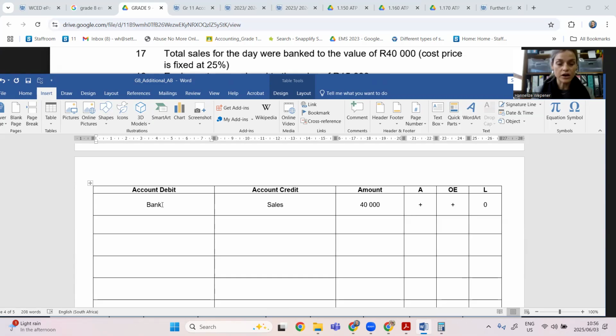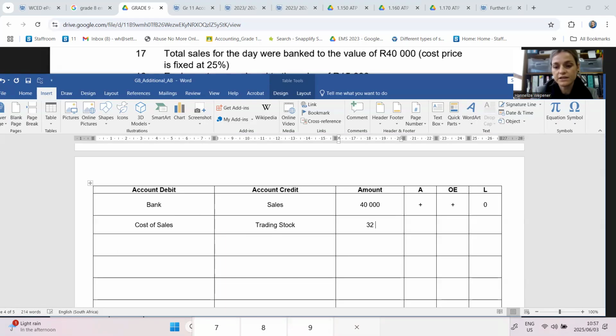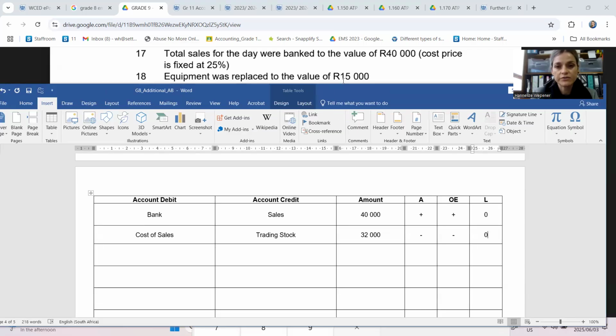However, I know that I cannot have the sale without letting go of my trading stock. So I no longer have the trading stock. Therefore, I will credit trading stock, because that trading stock has now become the cost that I had to incur in order for the sales transaction to take place. So I debit cost of sales, and cost is fixed at 25%. So I'm working with the sales. I want the cost. So I want the 100. I'm working with the 125. So the goods cost me 32,000 Rand, and I sold it for 40,000. So I have less trading stock, therefore less assets. I have more expenses, cost of sales, therefore less profits going to the owner. No liabilities again.